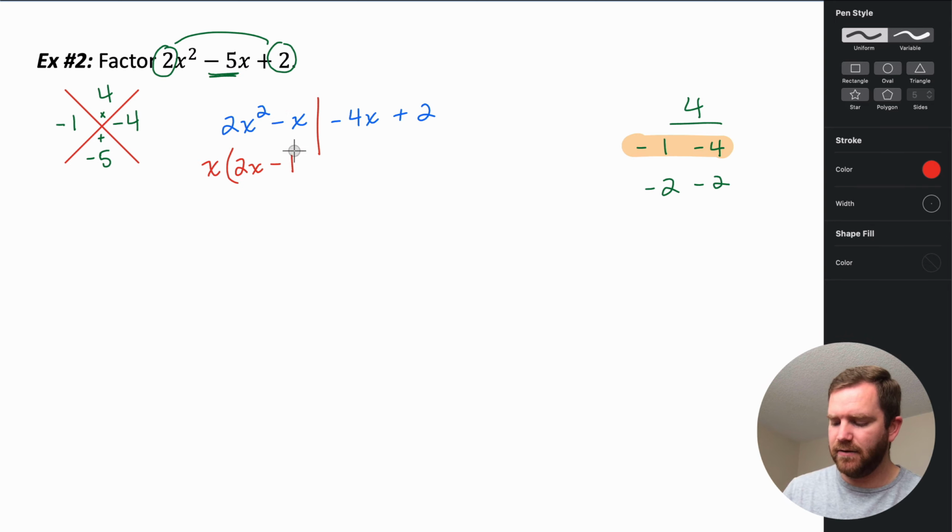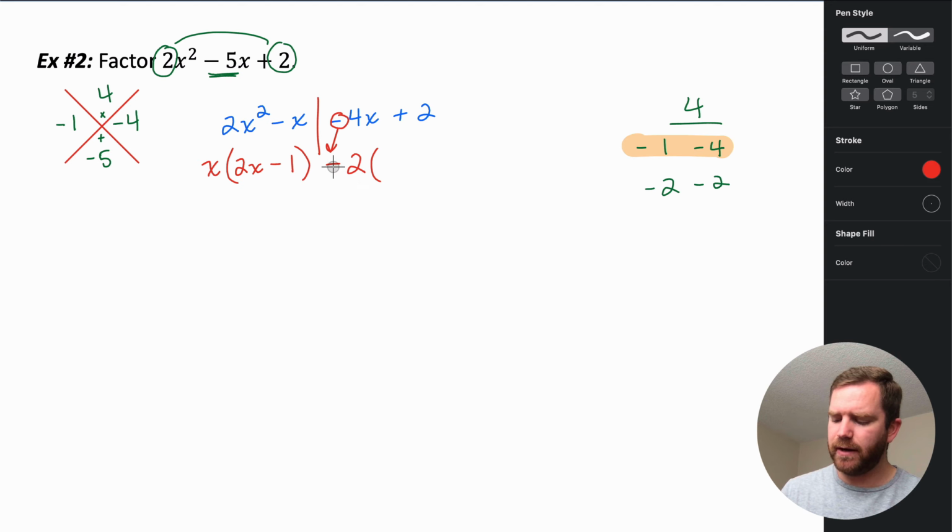That's going to be a negative 1, right? X times negative 1 is negative x. The leading term here is negative, so we're going to pull out a negative. What's the greatest number that those two have in common? Well, the biggest number is a 2, and this doesn't have any x's, so that's all we can take out. Negative 2 times what number gives me a negative 4?